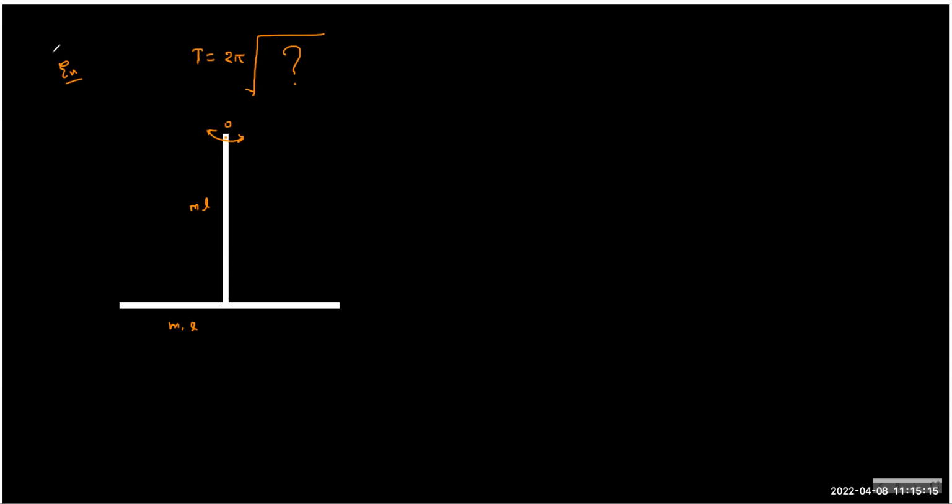First of all, I will do the I naught calculation, which is ML square by 3 plus ML square by 12 plus ML square. Correct? This turns out to be ML square by 12 times, 4 plus 1 plus 12, right? Correct. 17 by 12 ML square.